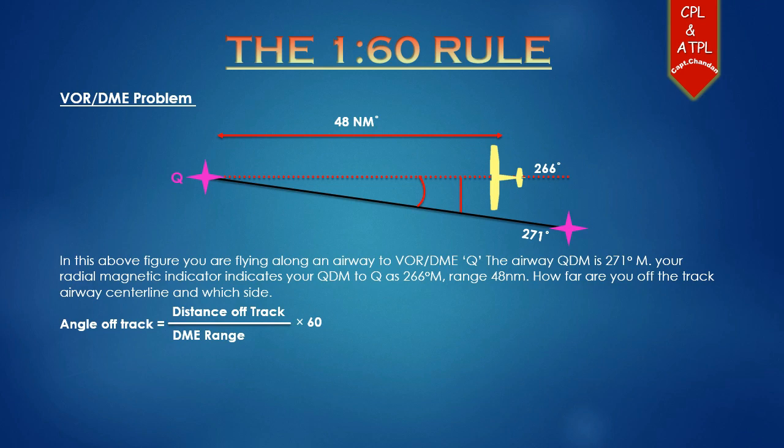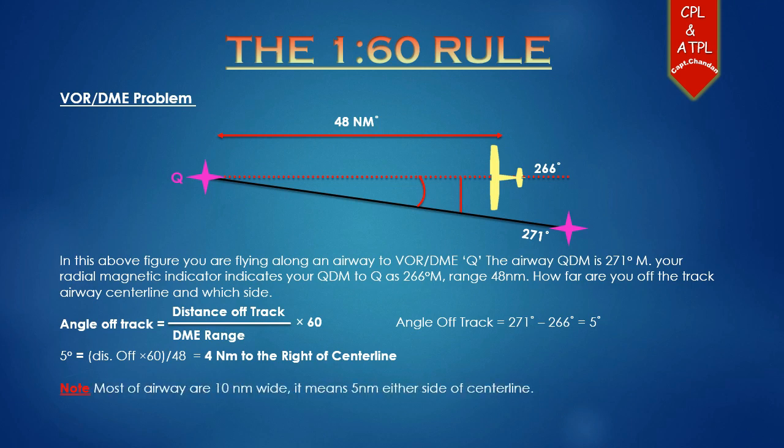Distance off track equals angle of track times range in nautical miles, divided by 60. Angle of track equals 271 degrees minus 266 degrees, that is 5 degrees. Putting all the values in this formula, distance off track will be 4 nautical miles to the right of the center line. Most airways are 10 nautical miles wide, meaning 5 nautical miles either side of the center line.